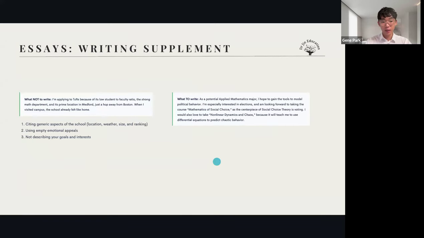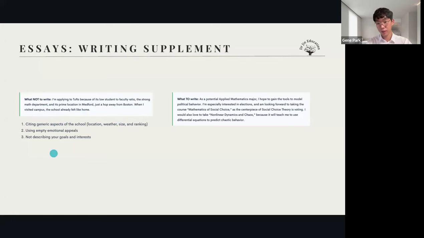For example, let's take an example for Tufts. Maybe a student might write, I'm applying to Tufts, which is a bit of a funny name. That's sort of why I chose it. Tufts is a very highly selective liberal arts college in the United States, by the way. I'm applying to Tufts because of its low student to faculty ratio, the strong math department, and its prime location in Medford, just a hop away from Boston. When I visited campus, the school already felt like home.